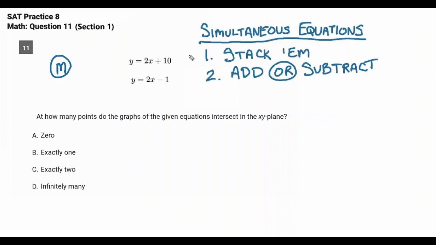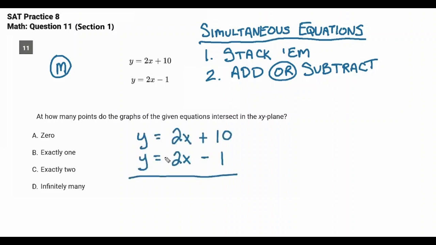Anytime you see simultaneous equations, you're going to stack them, and you're going to add them or subtract them. So you want to rewrite them nice and stacked the way they are in the problem. You should be able to see pretty easily that if you subtract, you can make the y's go away. You get a big 0 here. And what happens to the x's? 2x minus 2x. Hey, that's a big 0 too.